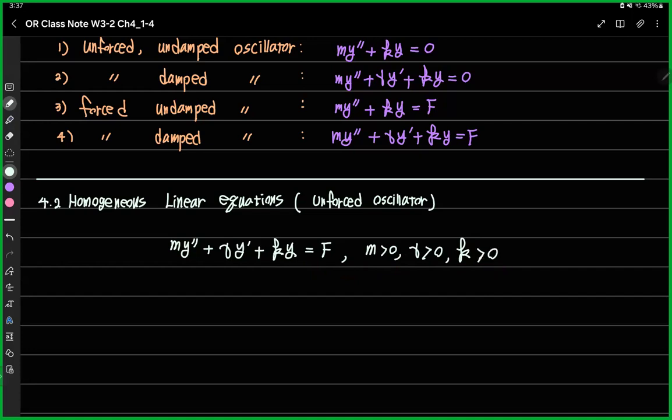Okay, and this is second order, which means that we need two initial conditions to find a particular solution, right? So y of 0 is y naught, and then y prime of 0 is v naught. Because y prime is what? Velocity, right? So v naught means the initial velocity.